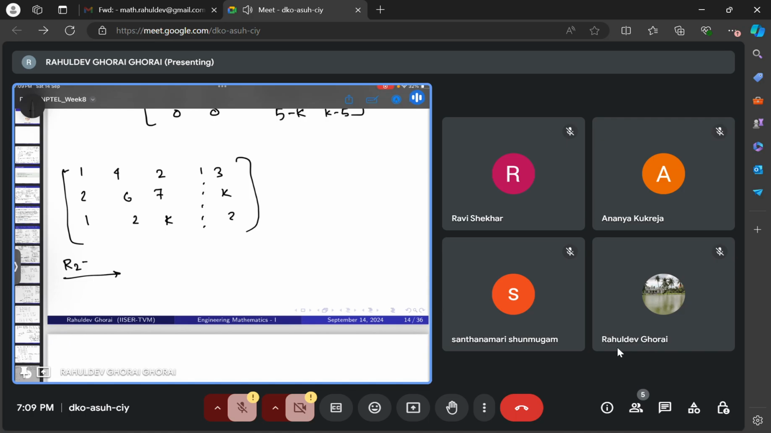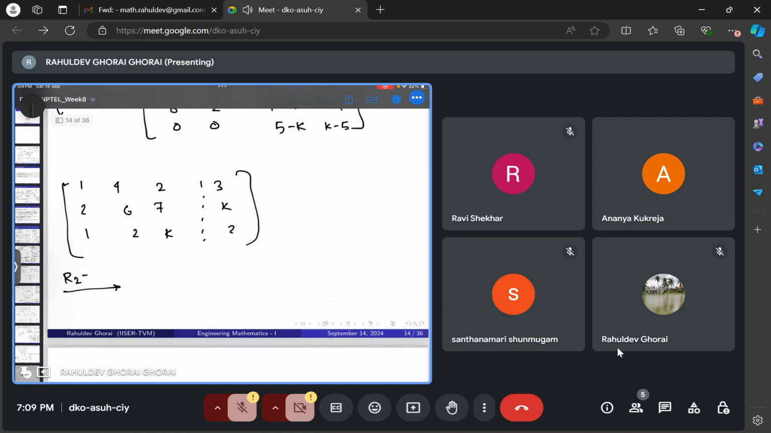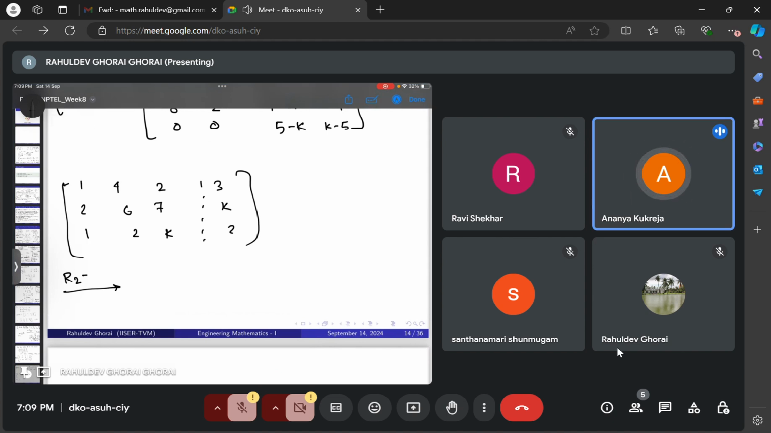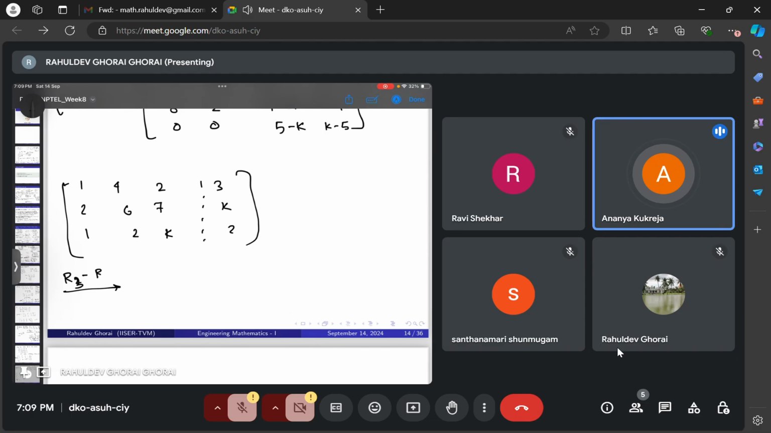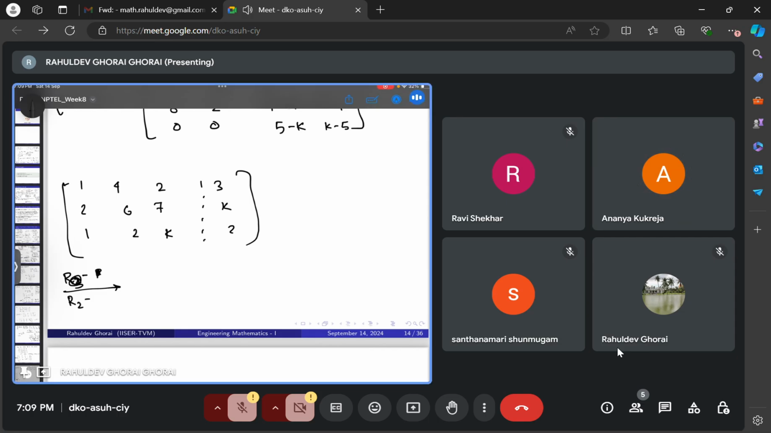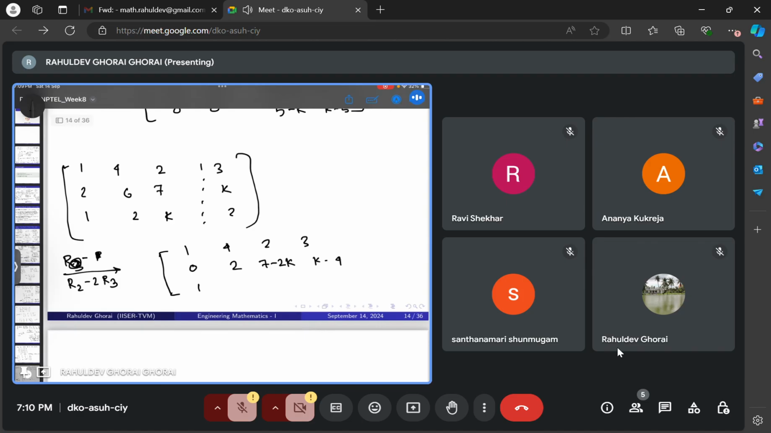R2 minus 2 R1, right? Or what would you have done? I did R2 minus 2 R3. Okay, that is also not a problem. Let's see what happens after doing that. The change will be in R2, right? R2 minus 2 R3 means 0, 2, 7 minus 2k, then k minus 4, right? That's what we got.